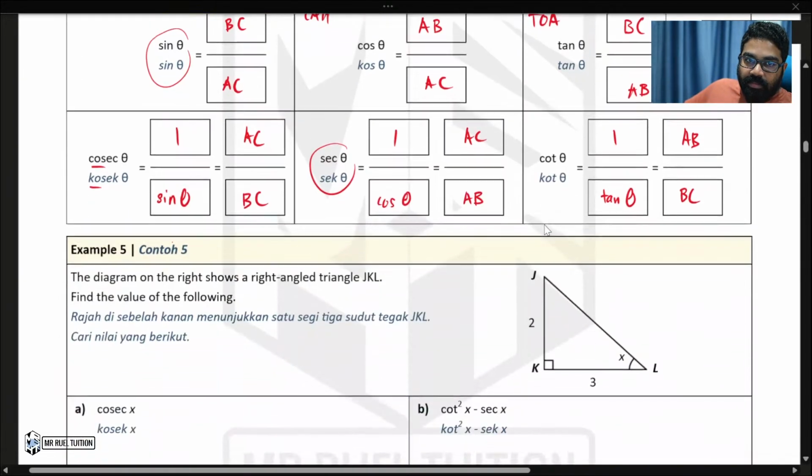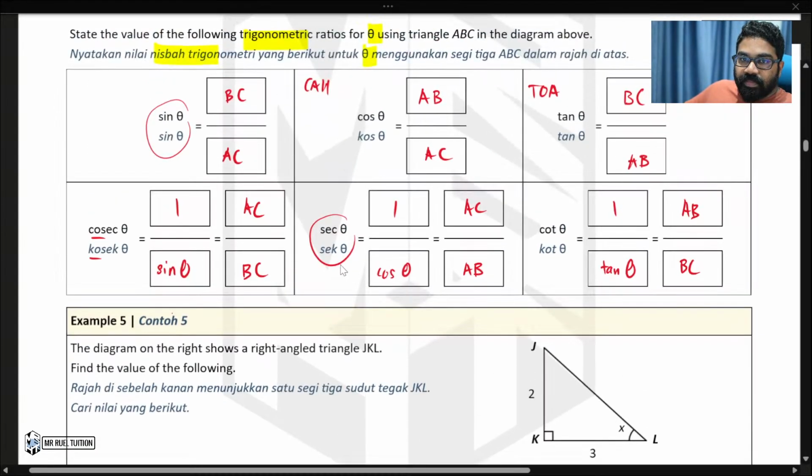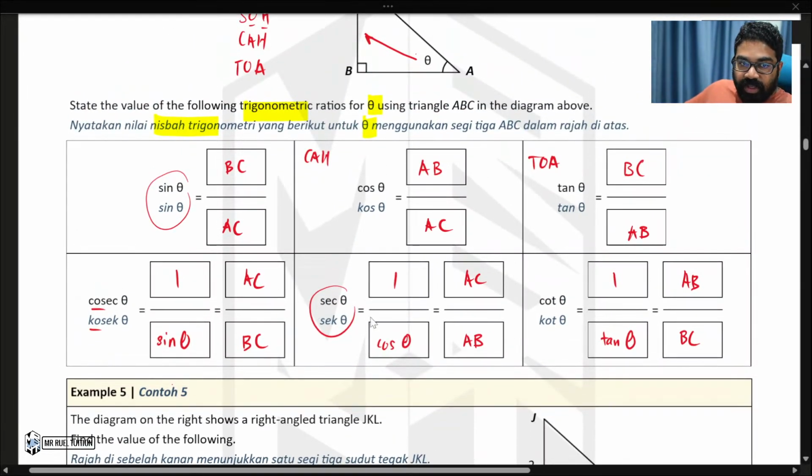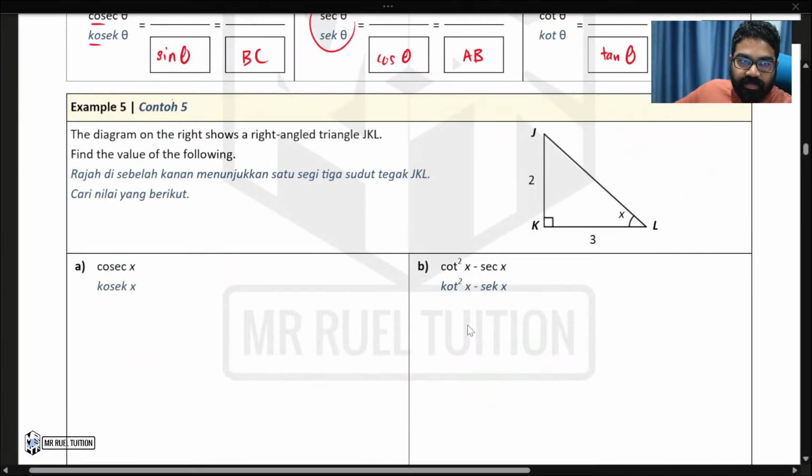Okay. Now, look at example 5. Everybody okay with this? So, cosecant, secant, cotangent are new trigonometric ratios. The diagram on the right shows a right angle triangle JKL. Find the following. What is cosecant X?